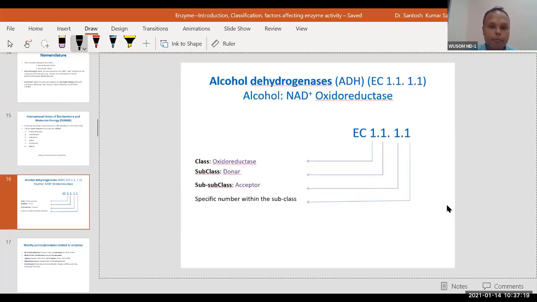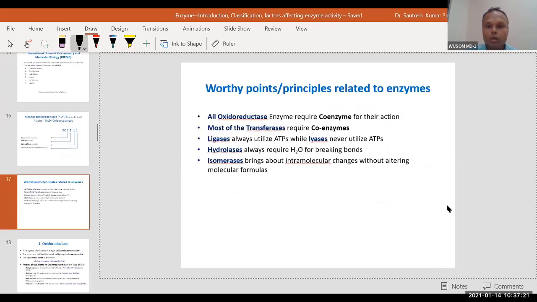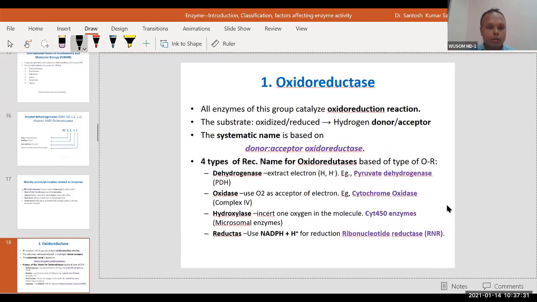You can see this. We talked about this. This is an important point that you need to understand. All oxidoreductases require coenzyme. Most transferases require coenzyme. Ligases, we talked about this. So we have already done oxidoreductase. In the oxidoreductase group of enzymes, the name will come with one of these 4 names. So understand and memorize these 4 names. I have also given examples of that.